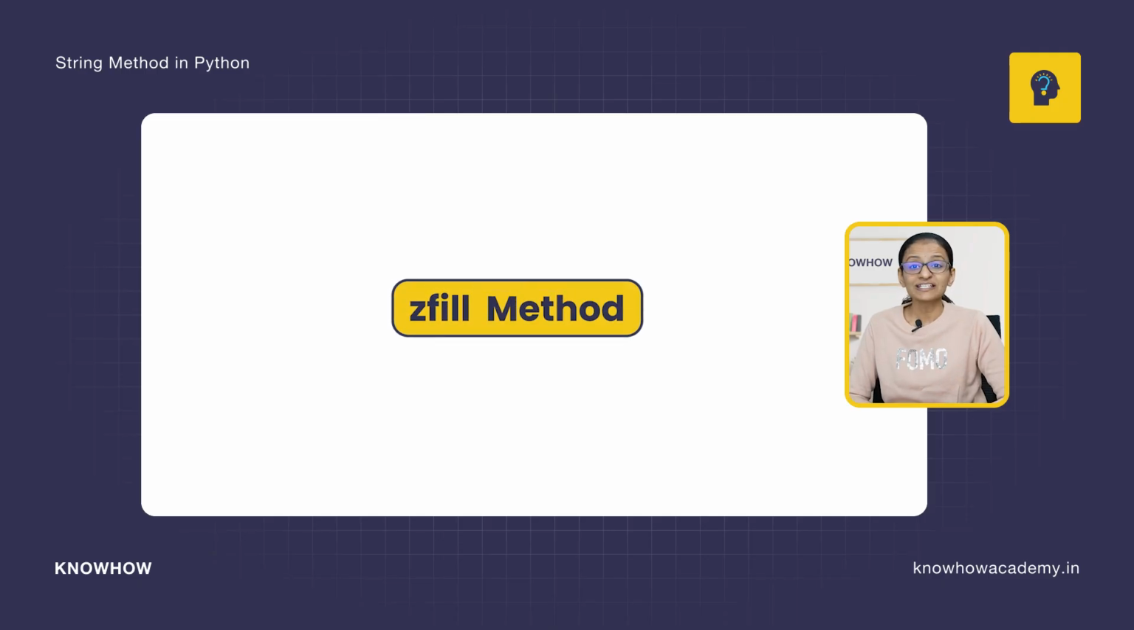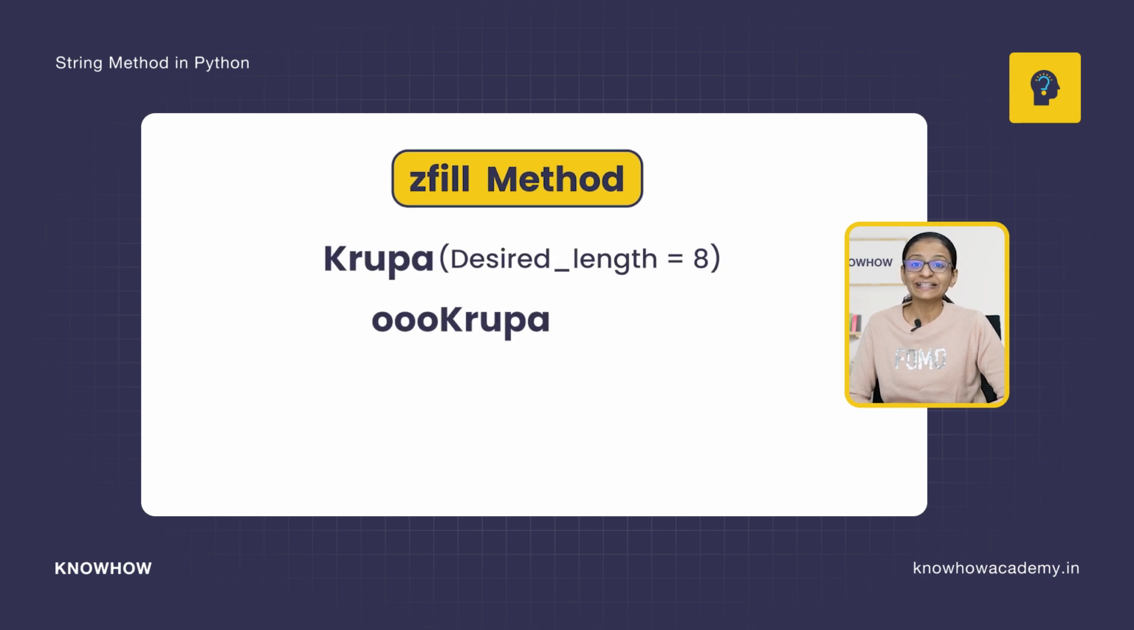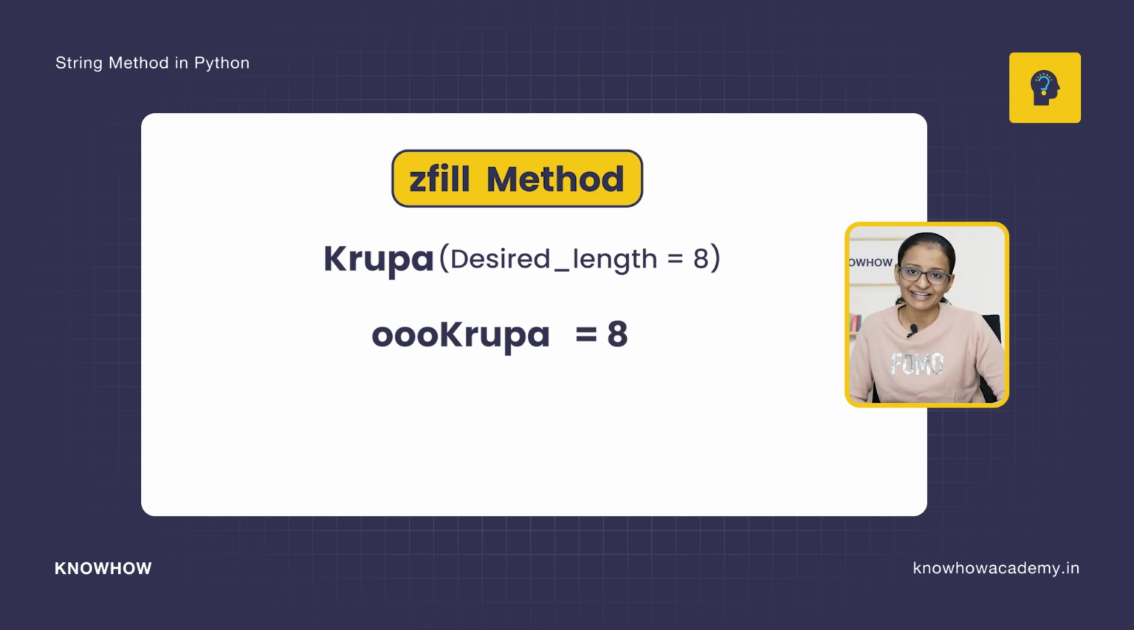The next method I am going to teach you is called the zfill method. What is the job of the zfill method? The zfill method will pad 0s at the beginning of the string until it reaches the specified length. Let me show you the practical implementation so you will get a clear idea.